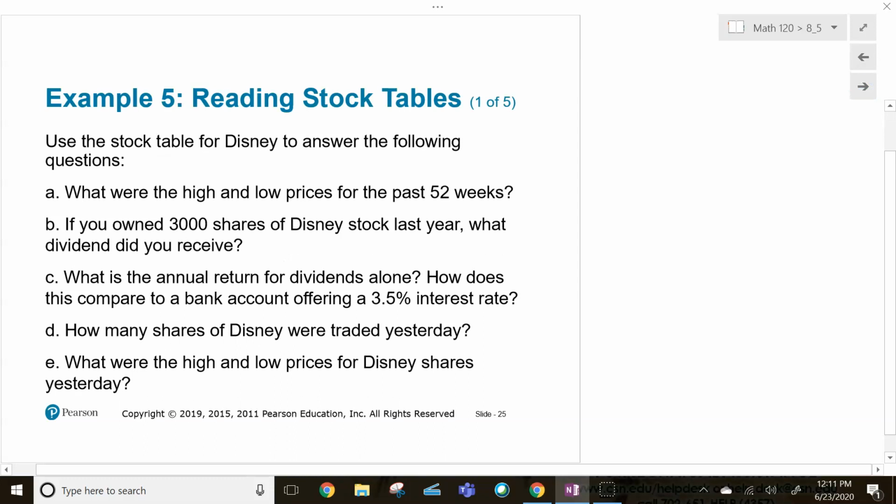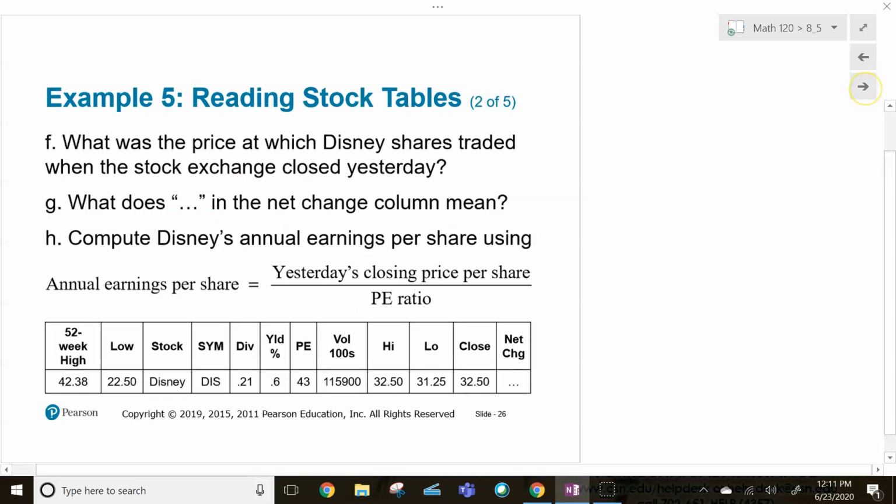All right, let's see if we can read a stock table here. Use a stock table for Disney. Answer the following questions. Let's start with this one. What are the high and low prices for the past 52 weeks? Well, the last year, that was the highest that it was traded at, or that it ever closed at during the year. That's the lowest value of the stock over that year. Here's the stock's name, Disney.